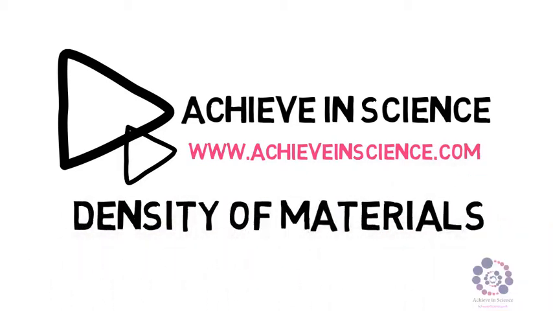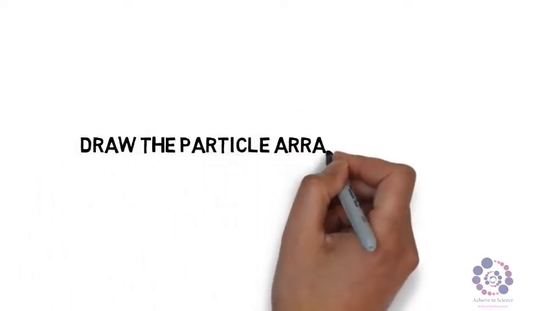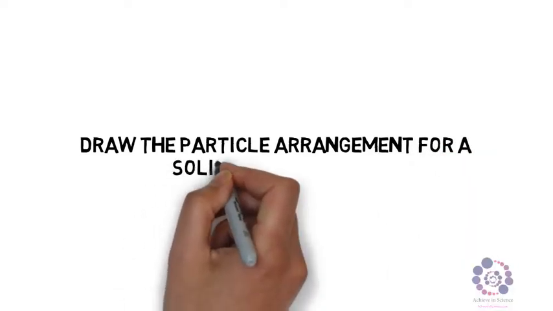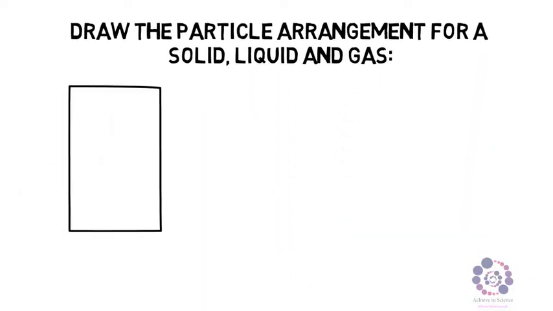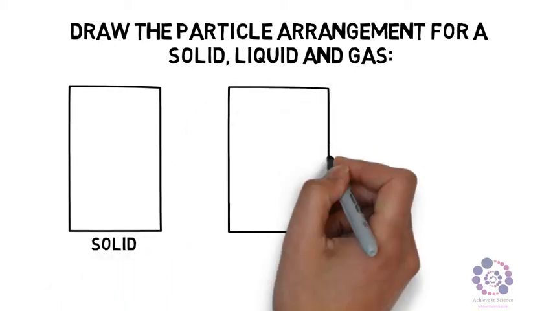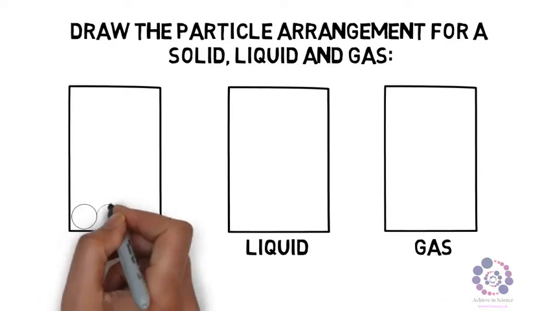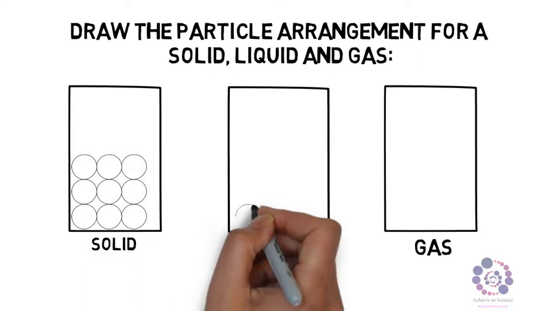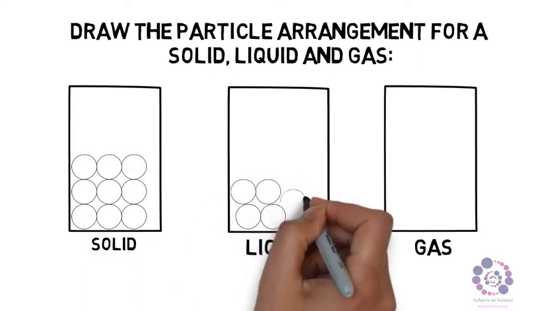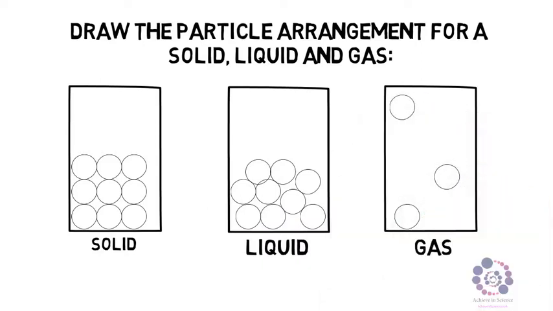Let's start with looking at the particle arrangement for a solid, liquid and gas, something you should be very familiar with, but it is essential you understand and apply it. So here we have a solid, liquid and gas. In a solid, all the particles are arranged in a regular repeating pattern, in rows and in columns. In a liquid, the particles are still packed together, but they are not in a regular pattern, they are in an irregular pattern. And within a gas there are large gaps between the particles.